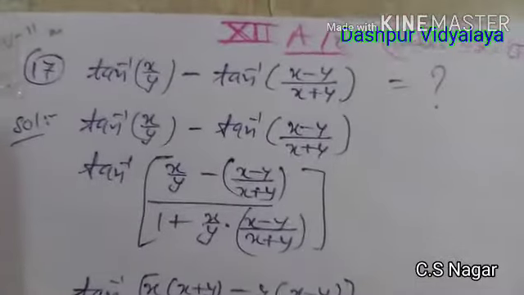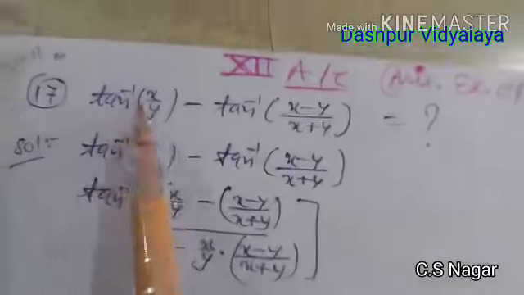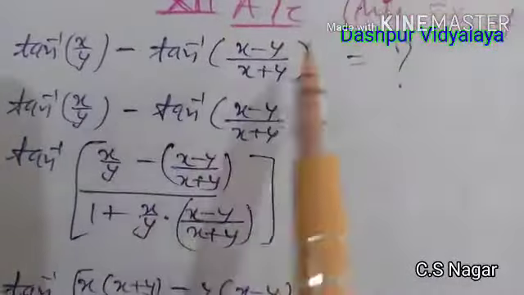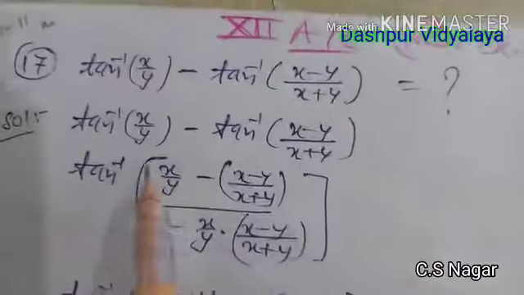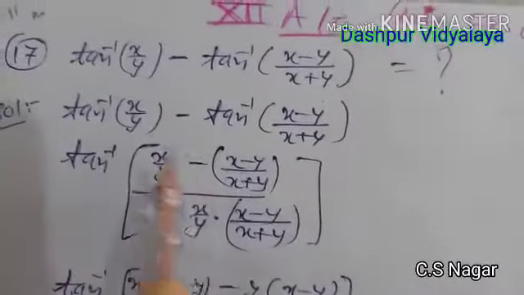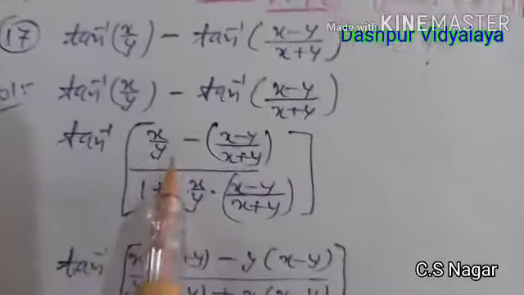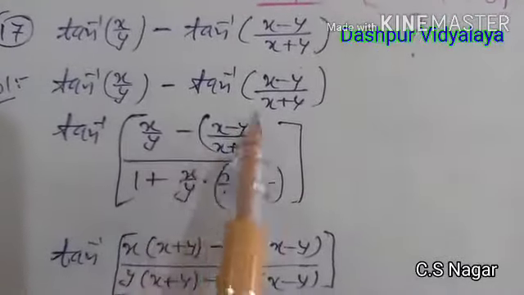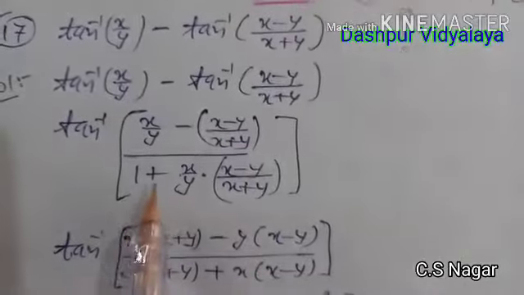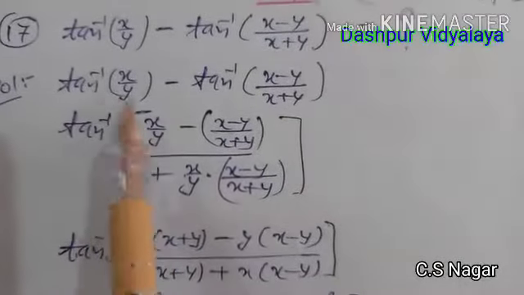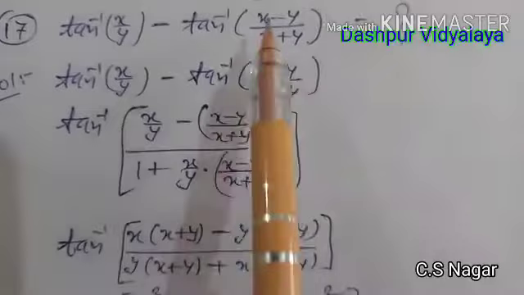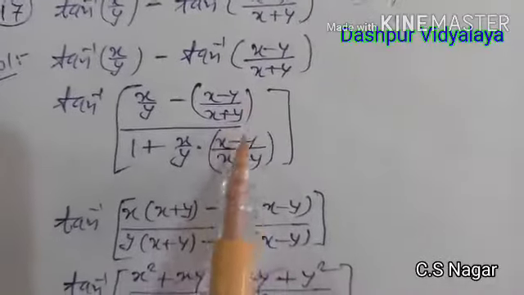Now this is the last question of the exercise: tan inverse x upon y minus tan inverse x minus y upon x plus y. So let's see the solution. Use tan inverse x minus tan inverse y. So write tan inverse once. This is x minus y upon 1 plus x into y. So here x is x upon y and y is this bracket, x minus y upon x plus y.